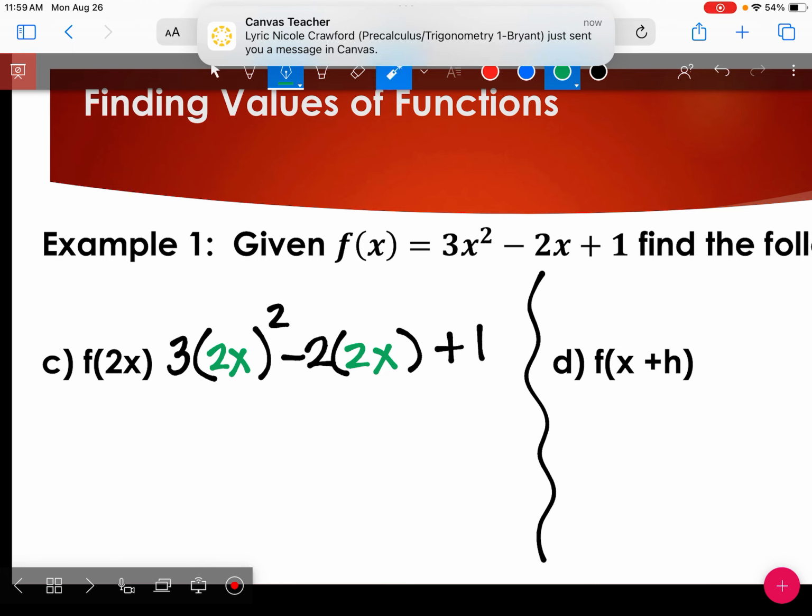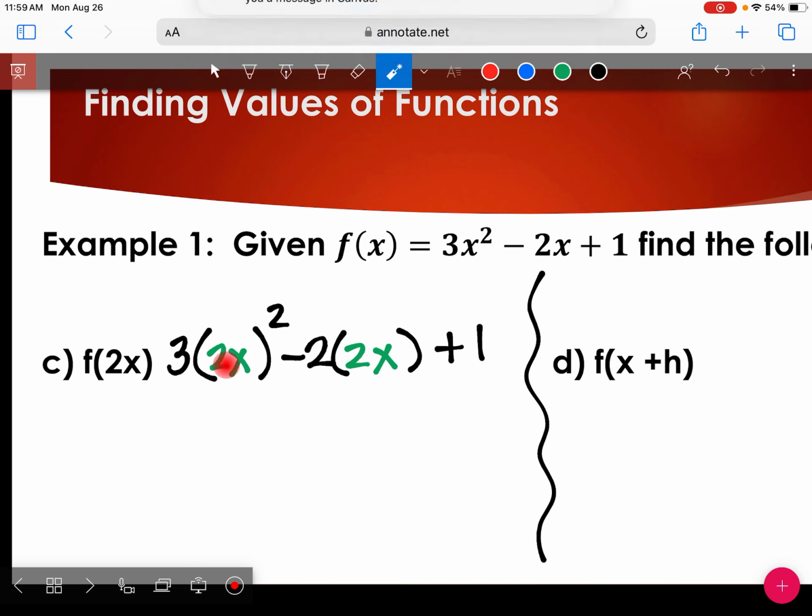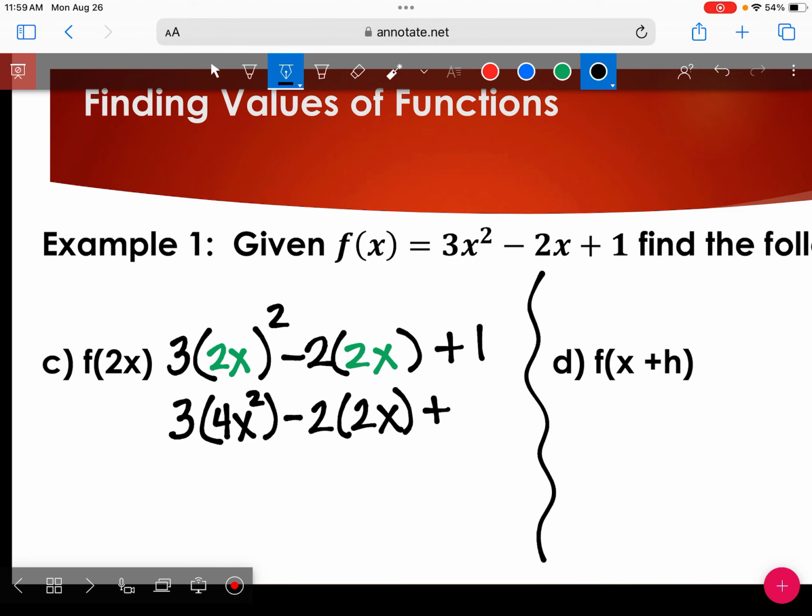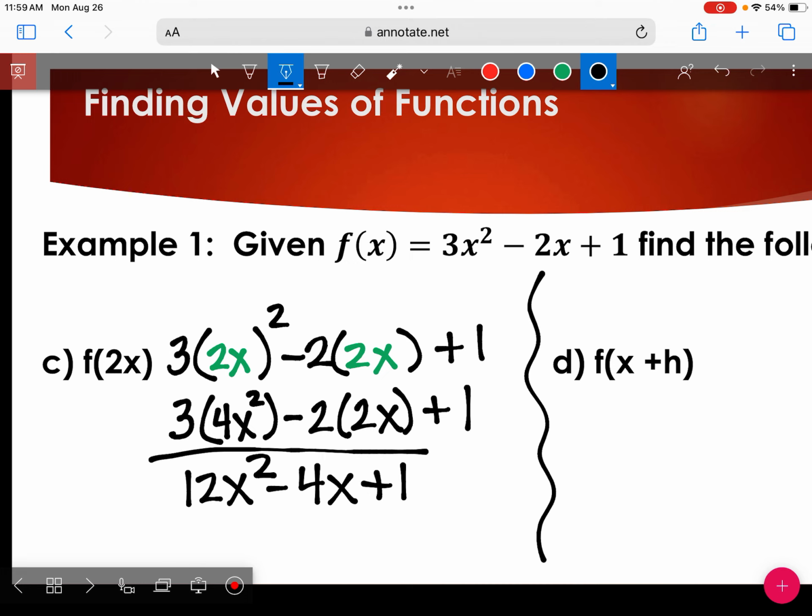So you would not multiply 3 times 2 first and get 6. You do your exponent first. 2 squared. So when we take our 2x squared, we get 4x squared. And then we multiply. So we get 12x squared minus 4x plus 1. None of these are like terms, so that would be your answer.